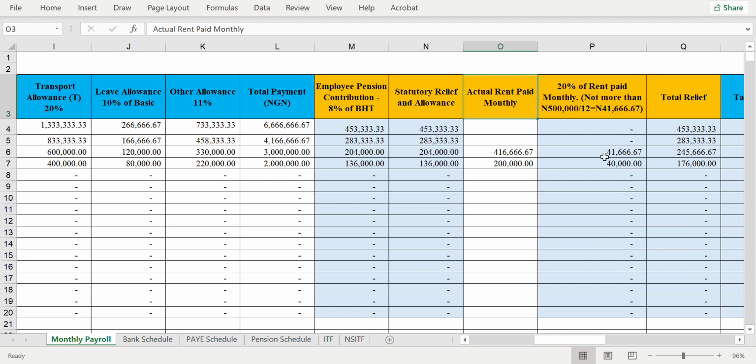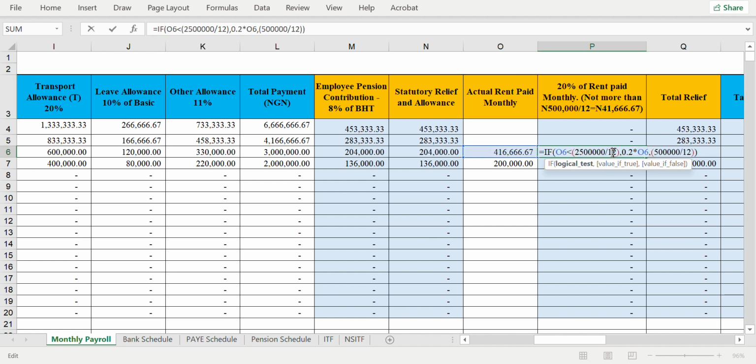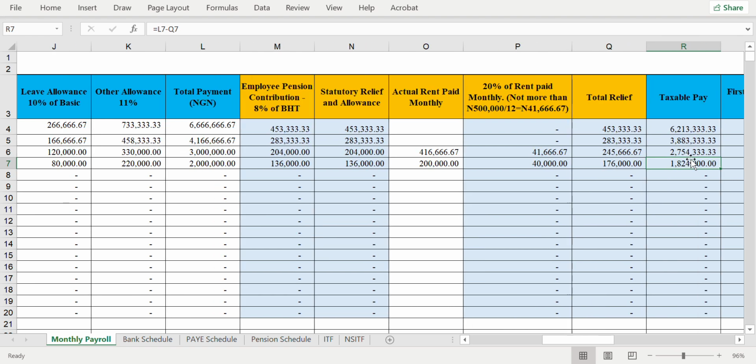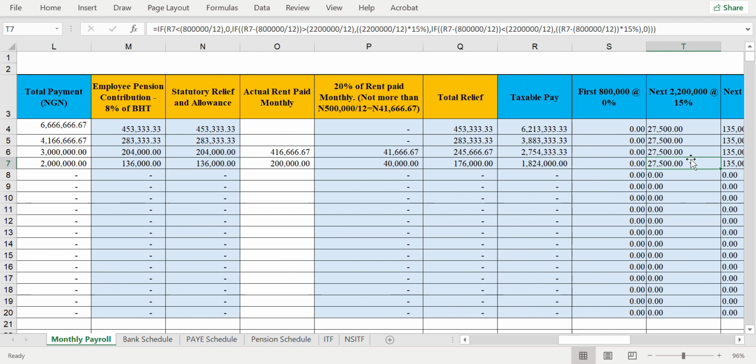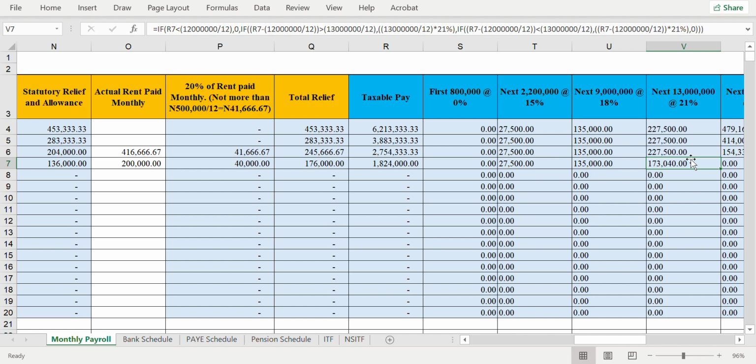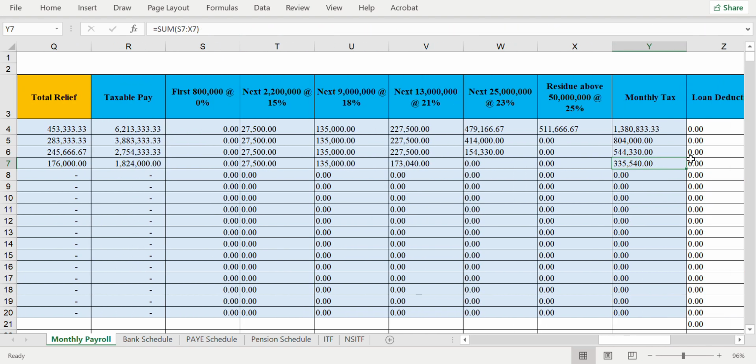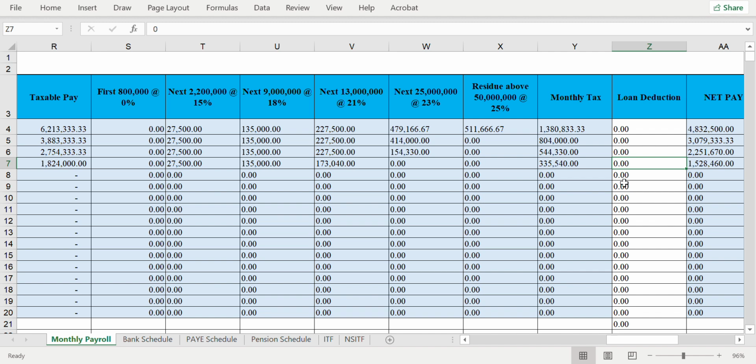So whatever you're going to put here, this amount cannot be more than 41,666 naira 67 kobo. So now this is the total relief that the person will enjoy. And then we have the taxable pay, which is subjected to tax. Now the first 800 is zero, and then followed by the rest. The total monthly income for the particular month you're preparing will be this.